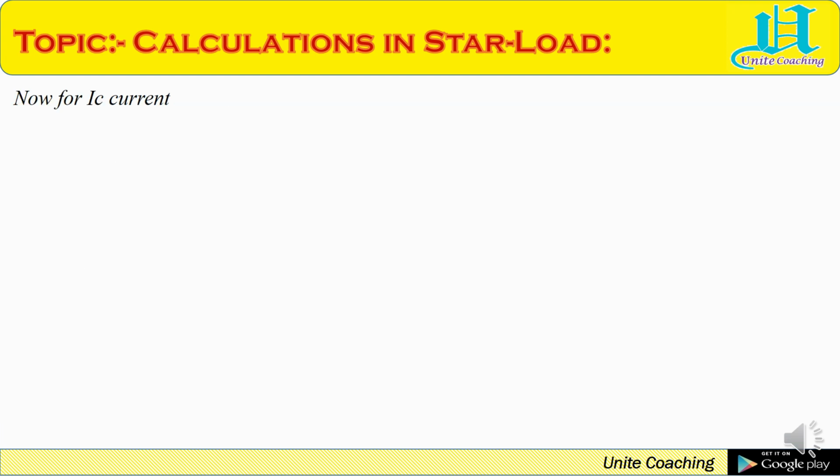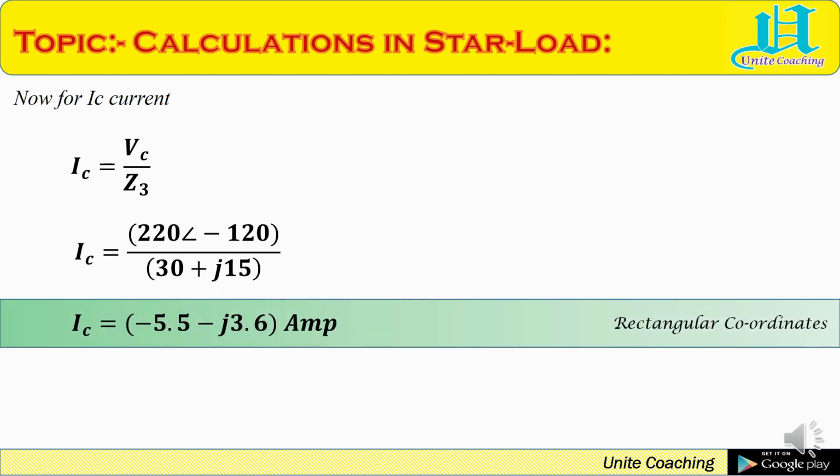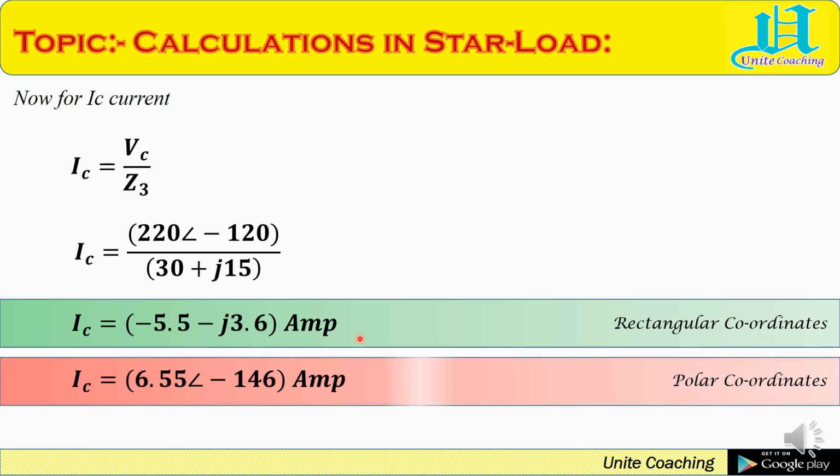In the same way, you can calculate IC current. In rectangular coordinates, you get the answer like this, and in polar coordinates, you get the answer 6.55 angle minus 146. So all the currents are calculated now.